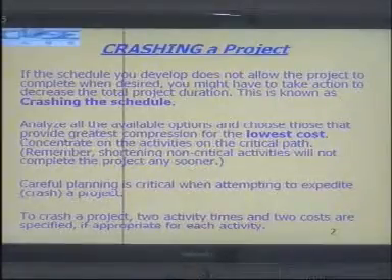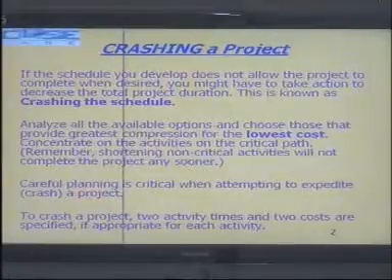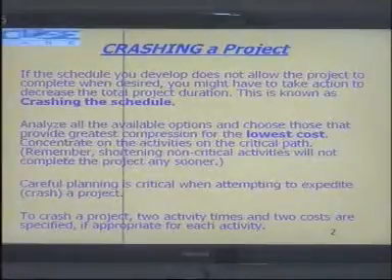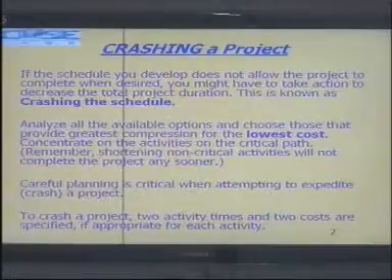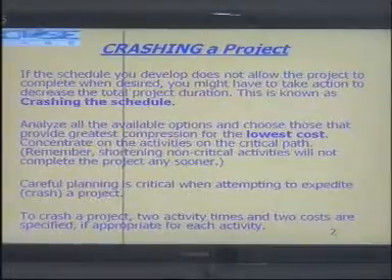We will see how to find out which activities are more expensive to crash and which are less, and therefore how to go about crashing. Now careful planning is critical.